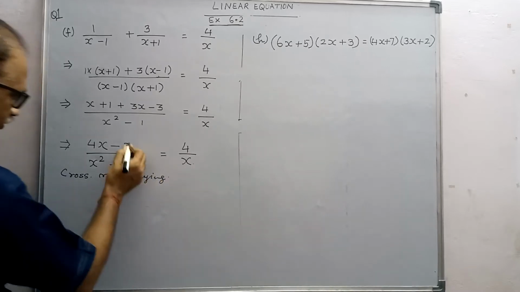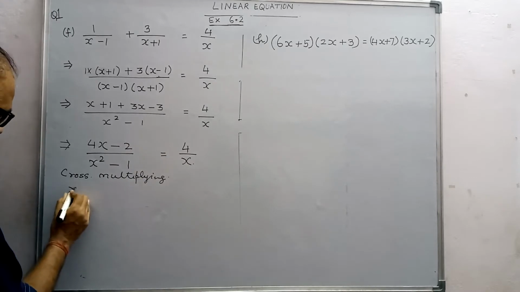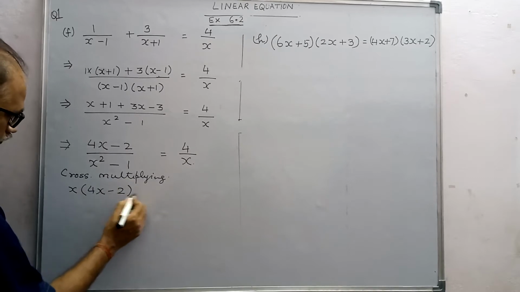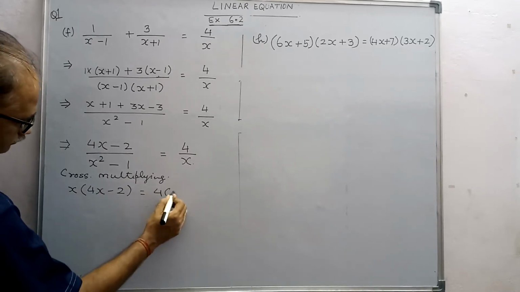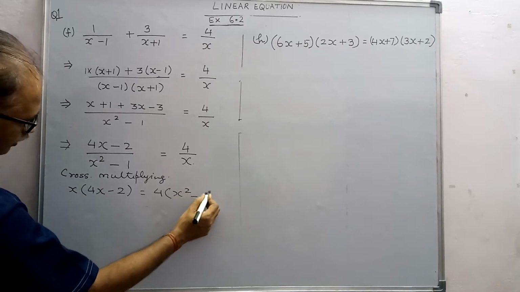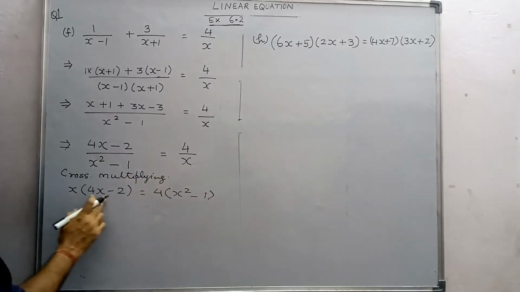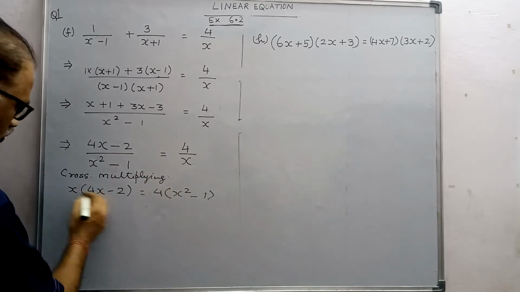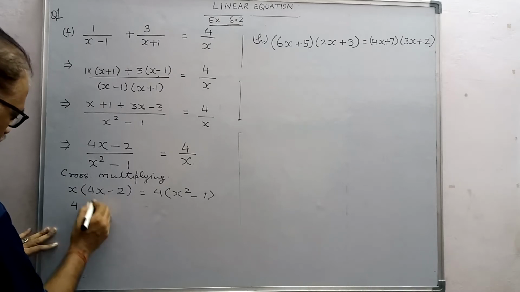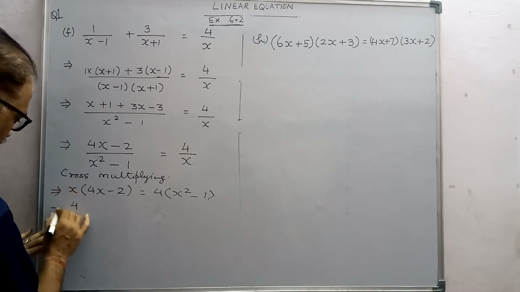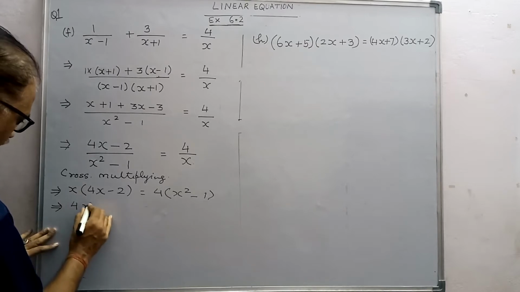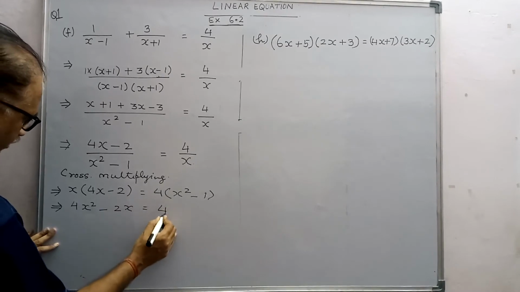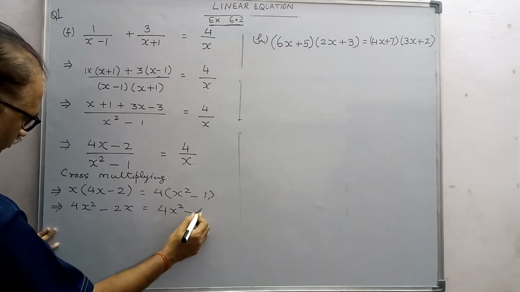So if you cross multiply this, you see this and this will be multiplied. x into 4x minus 2, and 4 into x square minus 1. This multiplied by this, x into 4x minus 2, and x square minus 1 multiplied by 4. Open the brackets, you will get x into 4x will be 4x square, x into minus 2 is minus 2x, other side you will get 4x square minus 4.